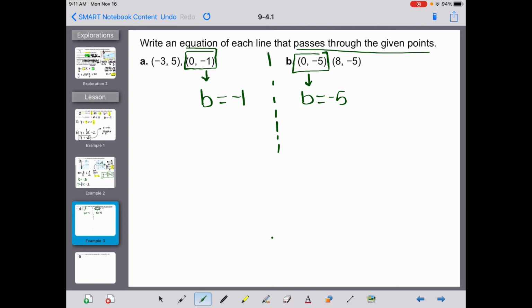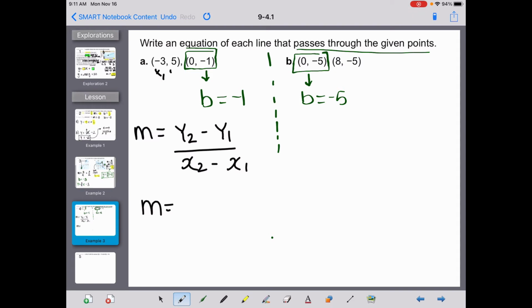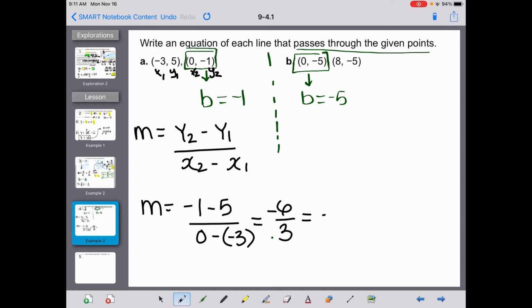Now, I still have to find my slope for both of these. So we want to set up a slope equation: y2 minus y1 over x2 minus x1. So I plug in my values. M is equal to, if you want, you can label it, negative 1 minus 5 over 0 minus negative 3. When you simplify this, you get negative 6 over positive 3, which is equal to negative 2.